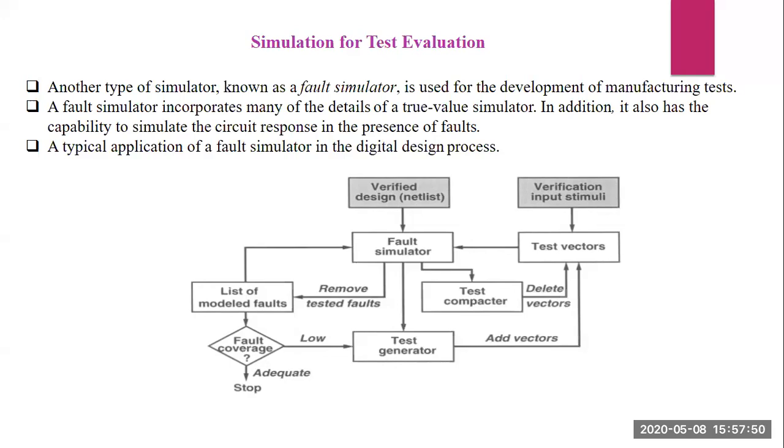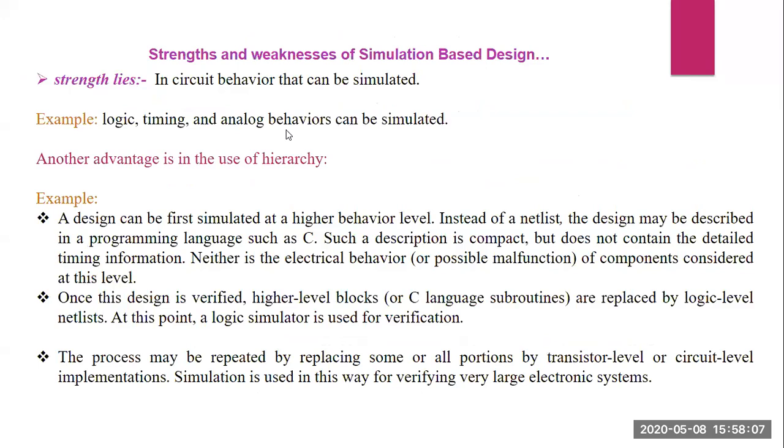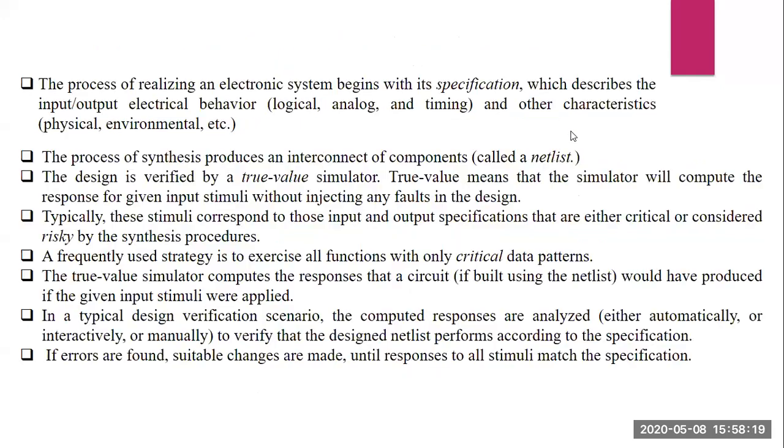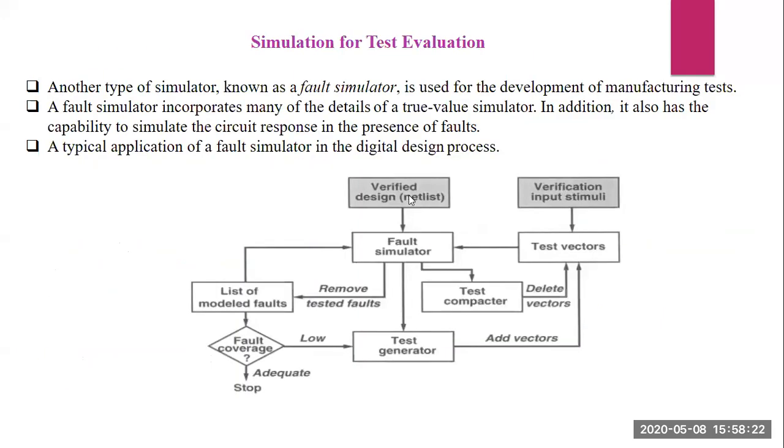And here we have a small design process, a digital design process for the test evaluation. Firstly, you can see here we have a verified design and a verification input stimuli. As I said, when we come to design verification, it is represented in two distinct processes. One verifies the correctness of the design, and the other verifies the test. So here also we have two terms: the verified design and the verification of input stimuli.